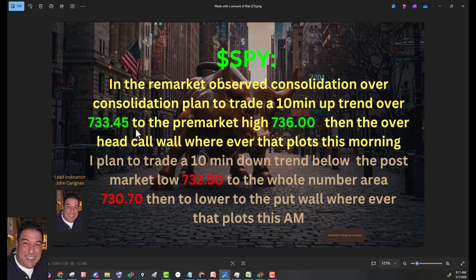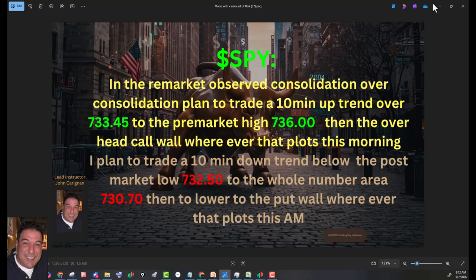highs, which is 736, and then to the overhead call wall, wherever that plots out this morning. I don't know where it is right now. They will plot it out in the morning. It usually takes them about 2 minutes to plot out all the gamma exposure and put the call wall and the put wall in. On the southern direction, if we get a 10-minute downtrend below 732.50, I want to ride that down to the whole number, 730.70, and then lower to the put wall, wherever that plots out this morning.